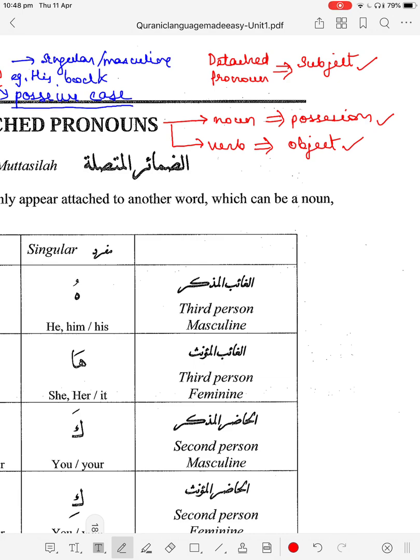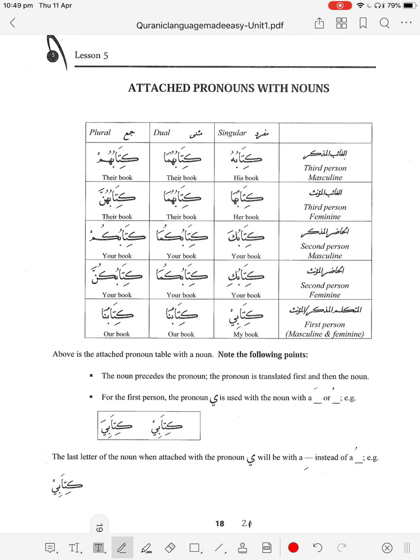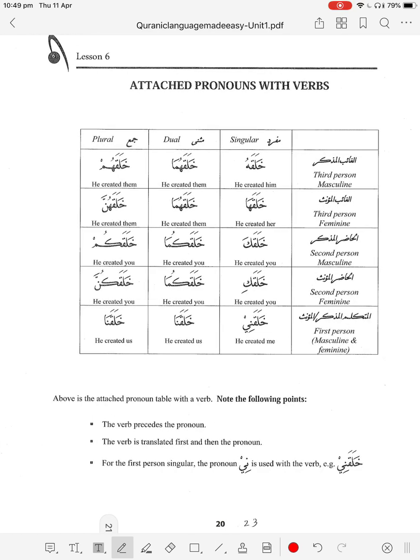So in this lesson, lesson number 4, we are just showing what the attached pronouns are, and they are here. And then we will talk about in lessons number 5 and 6 what happens when they are attached with nouns and what happens when they are attached with verbs.